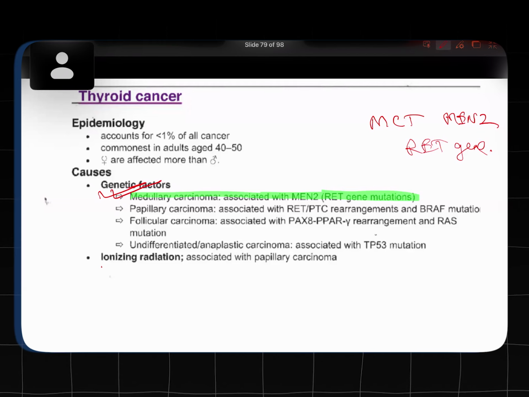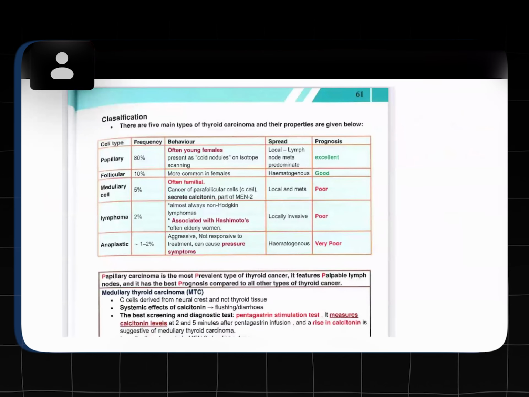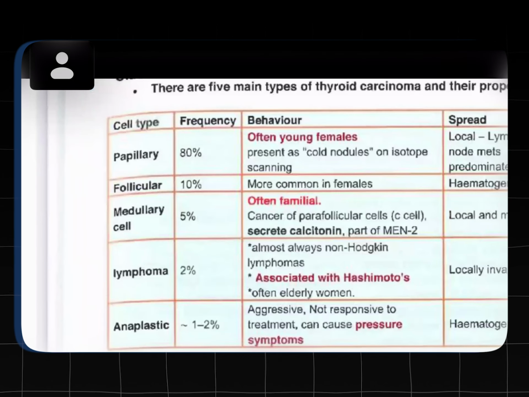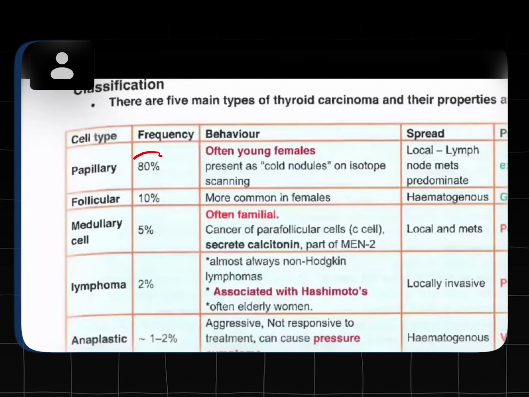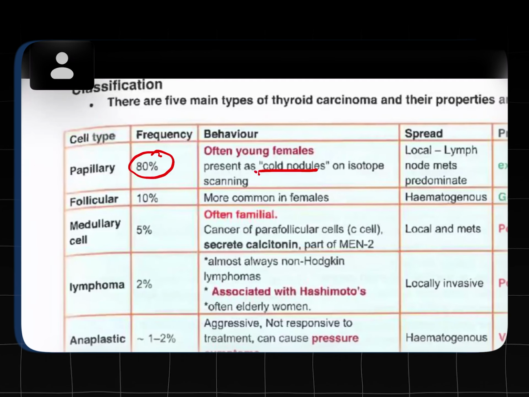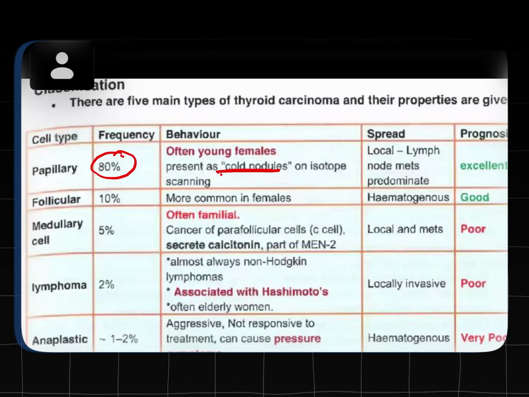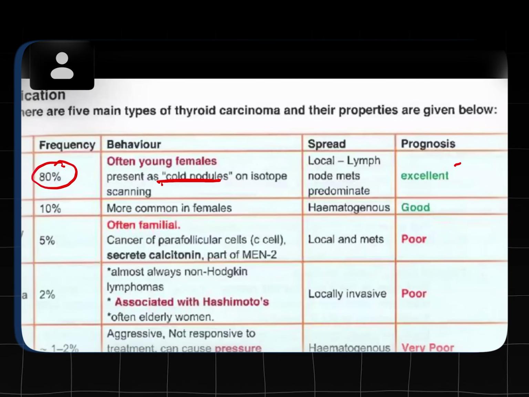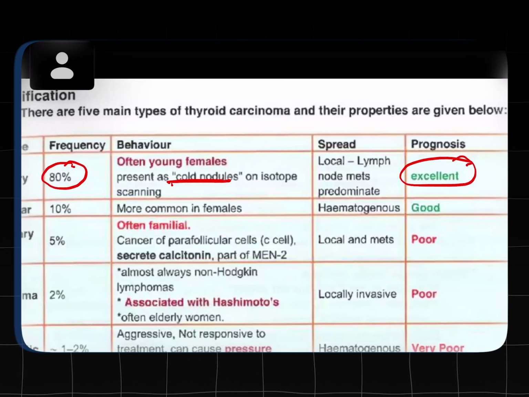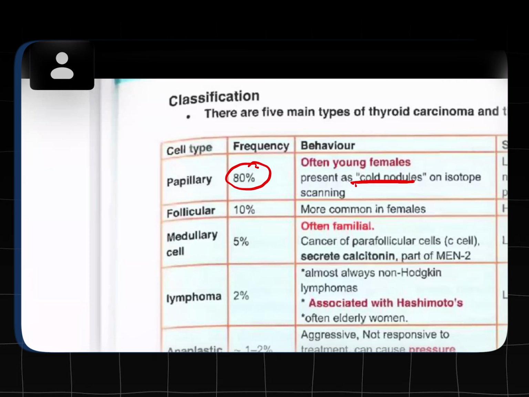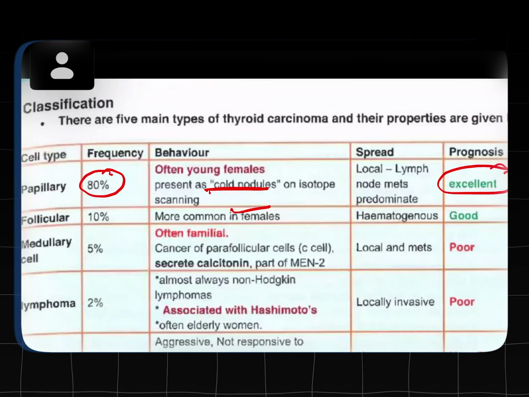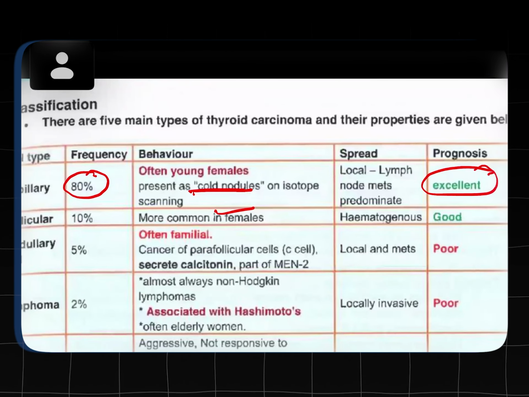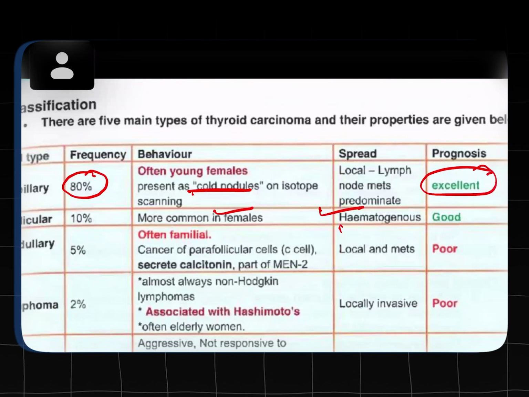If the patient gives a history of ionizing radiation exposure, there is more chance of papillary carcinoma. Papillary carcinoma is the most frequent, presenting as cold nodules or an incidental finding. It has the best prognosis of them all. Follicular is more rare, again more common in females. Spread is hematogenous, so often there can be metastases. Overall prognosis is still good.